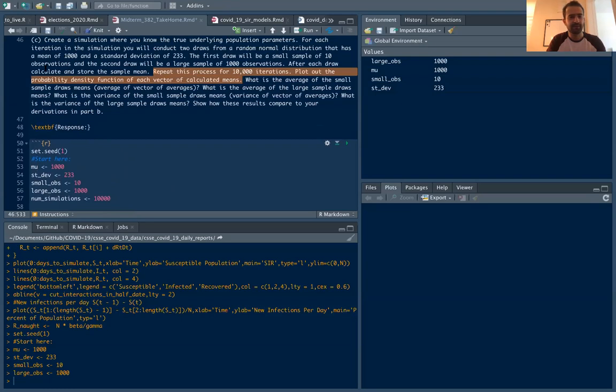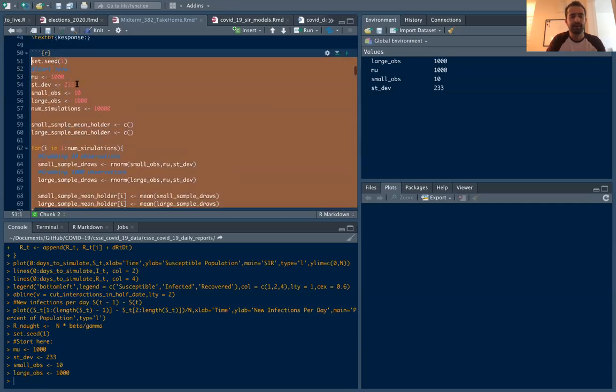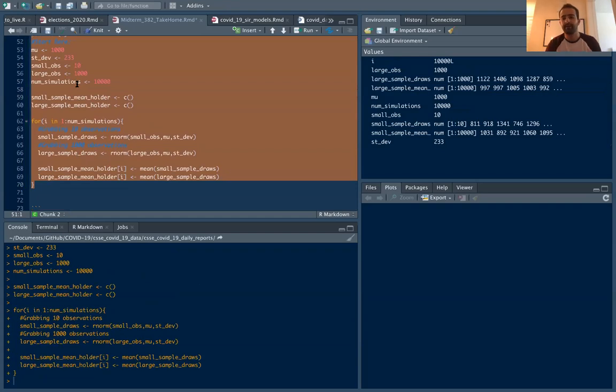Okay. Next step is to repeat this process 1,000 times. After each draw, calculate and store the sample mean. So we're going to go into small sample mean holder. At iteration I, we're going to store the mean of small sample draws. And we're going to repeat that exact same thing on the large draws, and store those means. Now if we highlight and run all of this code, we'll have 2 vectors: large sample mean draws, which has 10,000 elements, and small sample mean draws, which also has 10,000 elements, right?